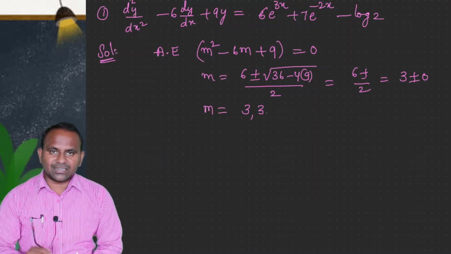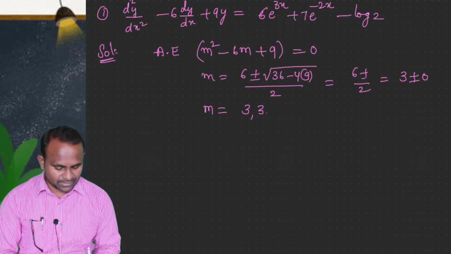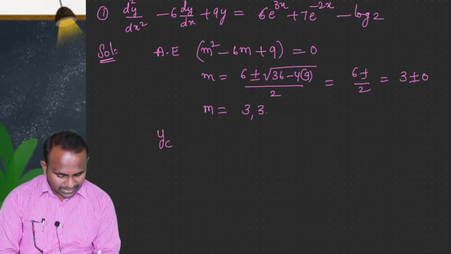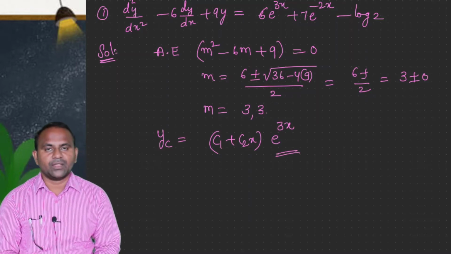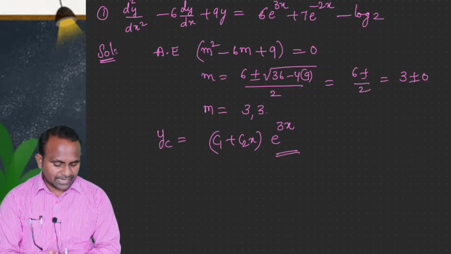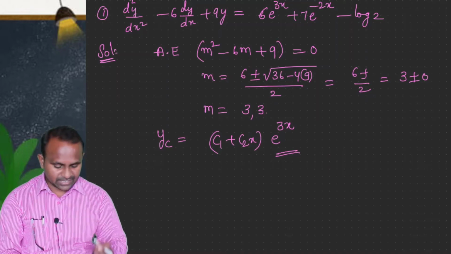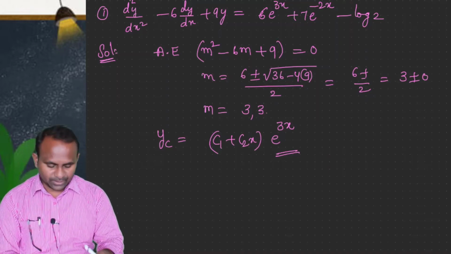So 3 is a real root which is repeating 2 times. Then accordingly, your complementary function y_c is (c1 + c2 x) e^(3x), since 3 is the root. This is the complementary function. Now, to write the solution, we need the particular integral also. Let us check out how to find the particular integral in this case.